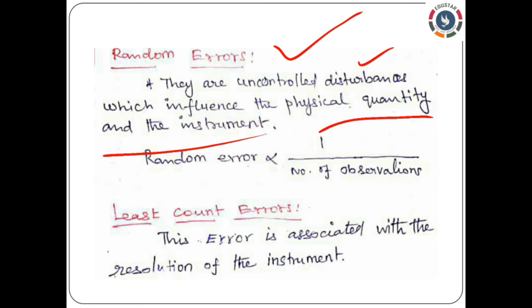When a person repeats the observations, if you take more and more readings, he may get different readings every time. So this is called random error.